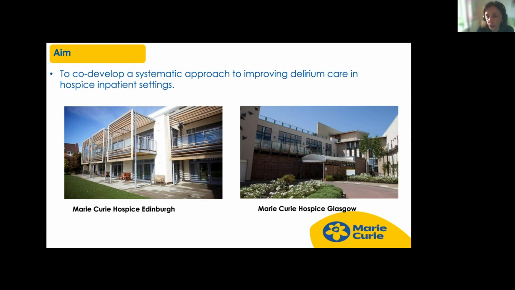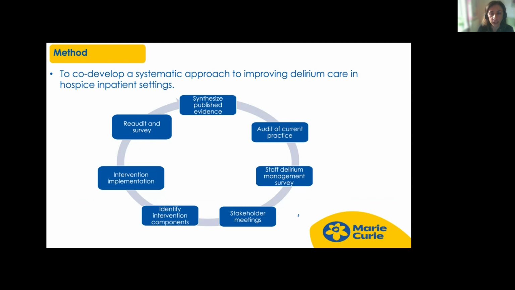We undertook this work in the inpatient units at our Marie Curie Edinburgh and Glasgow hospices, which you can see here. So our study involved the following steps. First, we examined the published evidence and practice guidelines to identify latest perspectives on good delirium care. Next, we conducted a baseline audit of 100 case notes, 50 from each hospice, to examine our current practice.